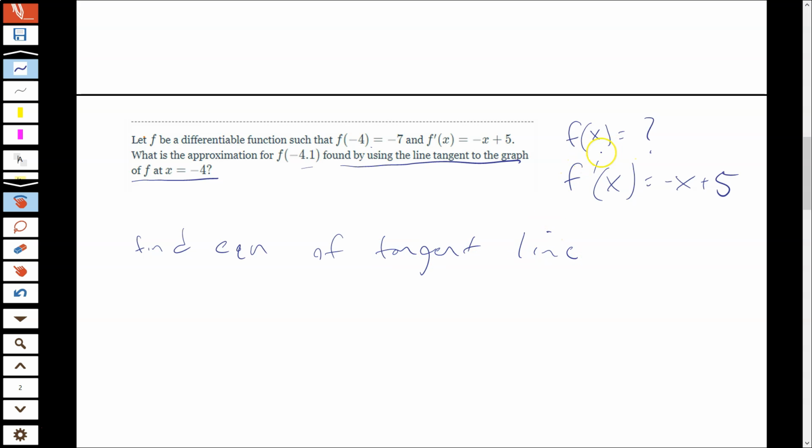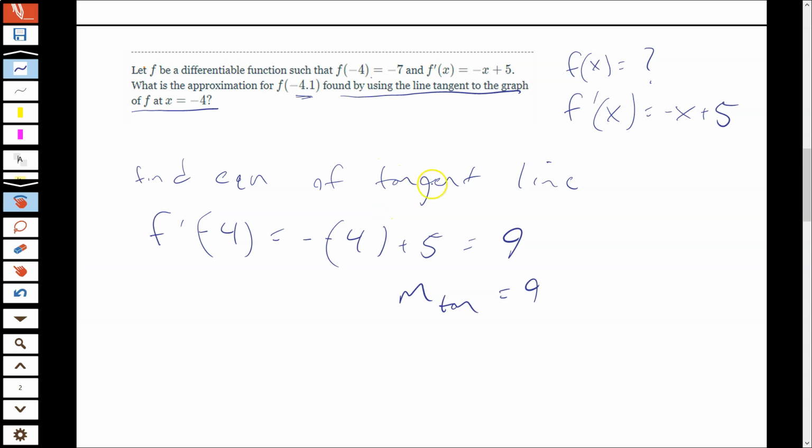Okay. Which means I need to plug -4 into my slope, right? Or into my derivative to get the slope, which is -4 plus 5 gives me a slope of 9. Okay, so the slope of my tangent line is 9. And notice I use the x that it gives me, not the point at which I'm trying to estimate, right?